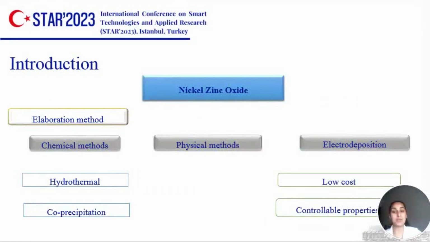Various methods have been approached to elaborate nickel zinc oxide, including chemical methods such as hydrothermal and co-precipitation, and physical deposition. These methods require high temperature and pressure conditions compared to electrochemical methods. The latter is one of the most interesting material synthesis methods due to its low cost and large influence on the nickel zinc oxide properties. Using electrodeposition gives the ability to control many parameters: applied potential, applied current, scan rate, electrodeposition time, etc. So we can easily control the properties of these materials.